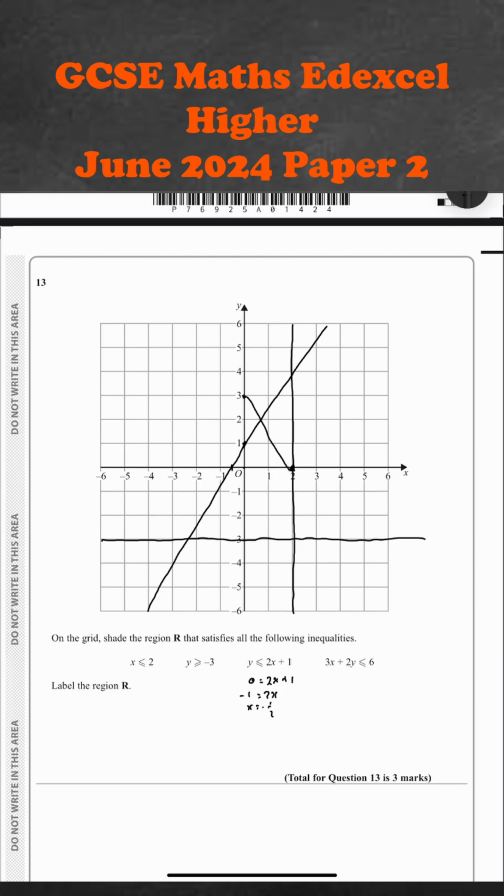So we're going to go like, whoops, it's a bit dodgy drawing there. But we need to make sure it's to the left of this line, above this line, and then what have we got? Less than or equal to 2x plus 1. So we need it to be below this line, and we need it to be below this line. So our region is going to be this region here that I will label R.